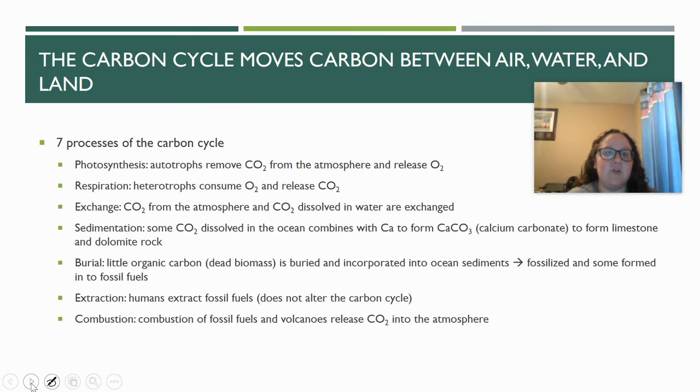There are 7 major processes that are part of the carbon cycle. One of them is photosynthesis. During photosynthesis, autotrophs are removing CO2 from the atmosphere and releasing O2 back.